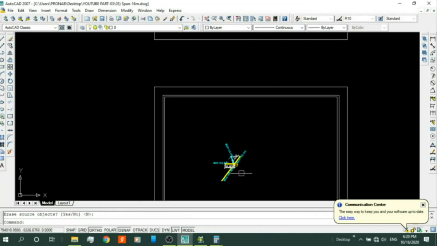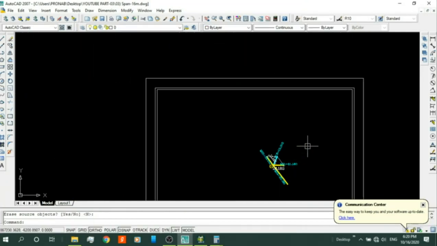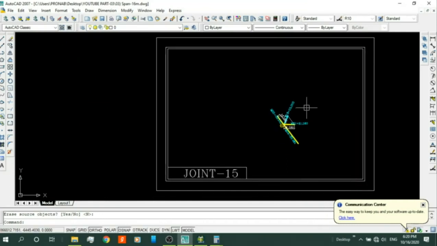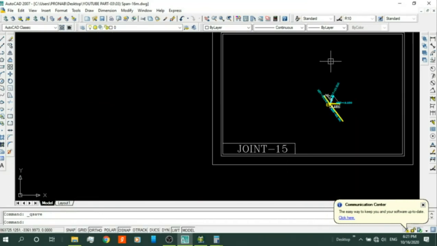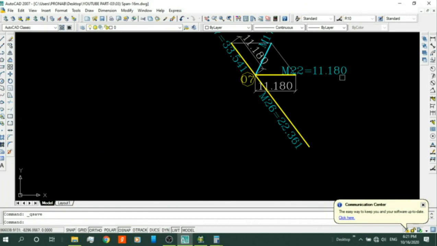Now by just mirroring this image, we have the values for the left and right hand sides. And this is the complete wind analysis for the truss.